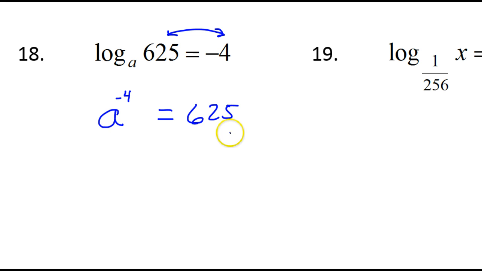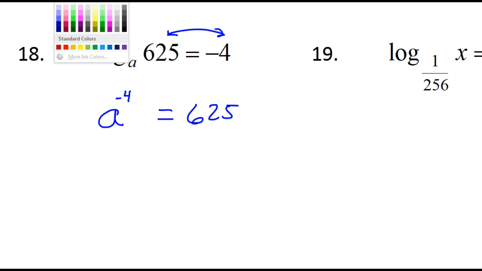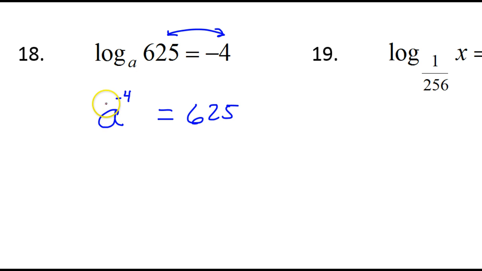Now there's more than one way to solve this, but my favorite way to get this base by itself is to raise both sides of the equation to the reciprocal power. So the reciprocal of -4 is -1/4. So I'm going to do the -1/4 power on both sides of the equation. So over here, -1/4 times -4 is 1. So basically those cancel out. So that's just going to leave me with a by itself, which is what I want.